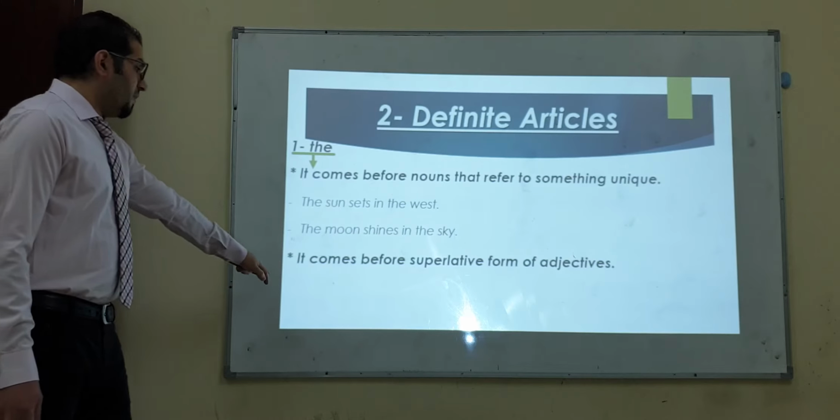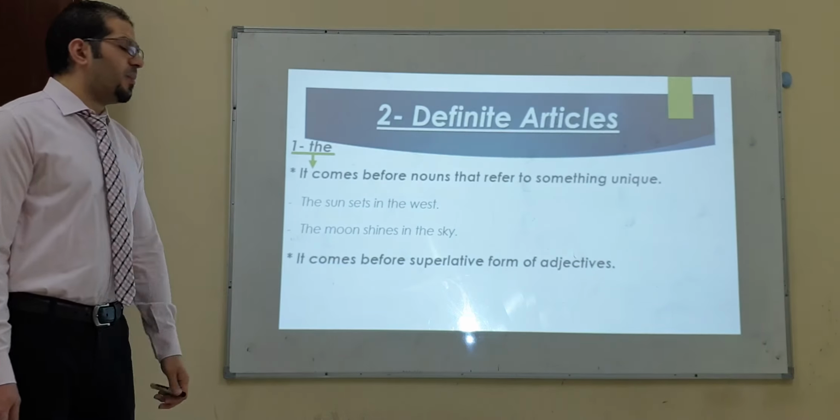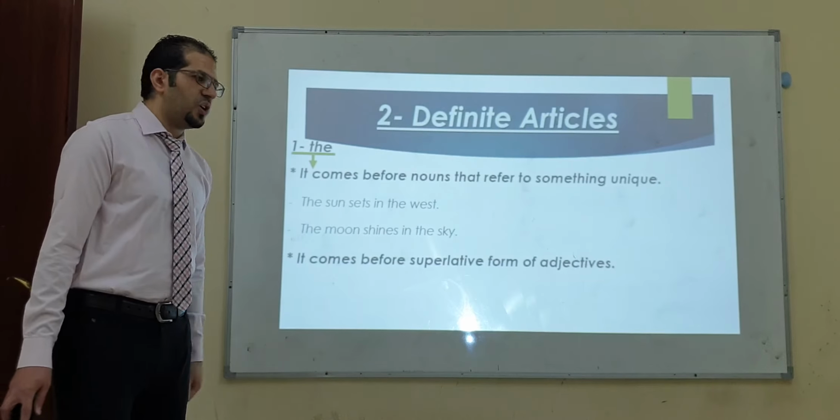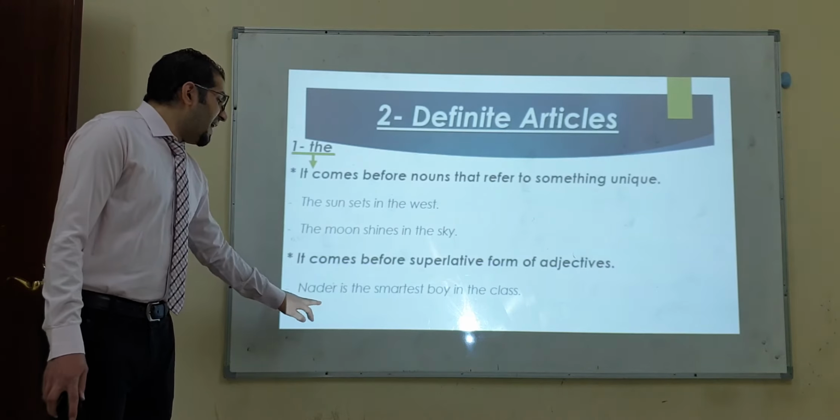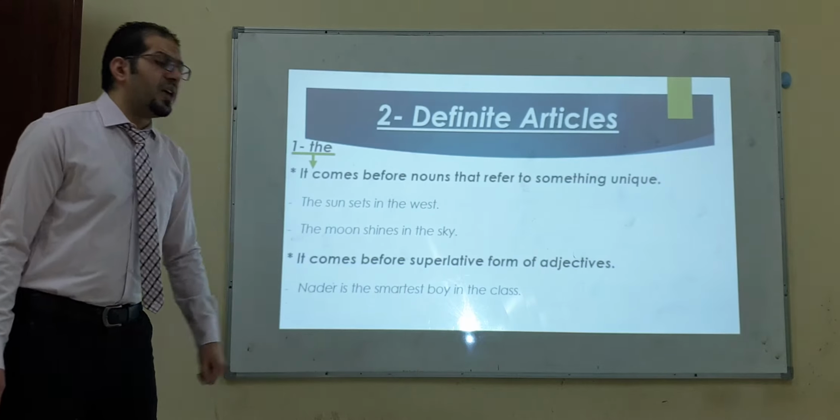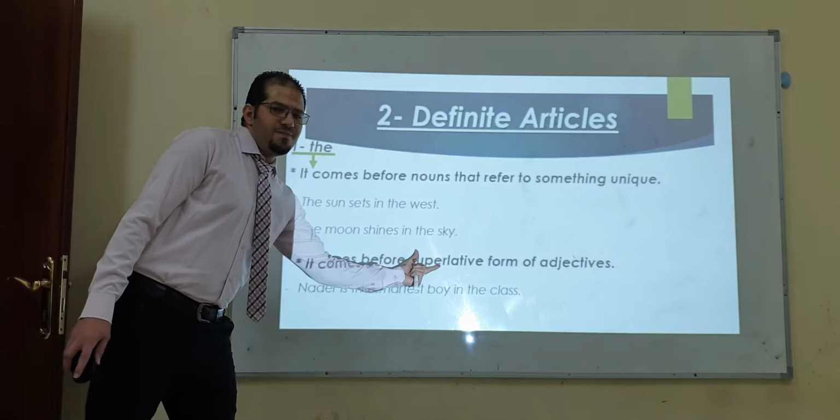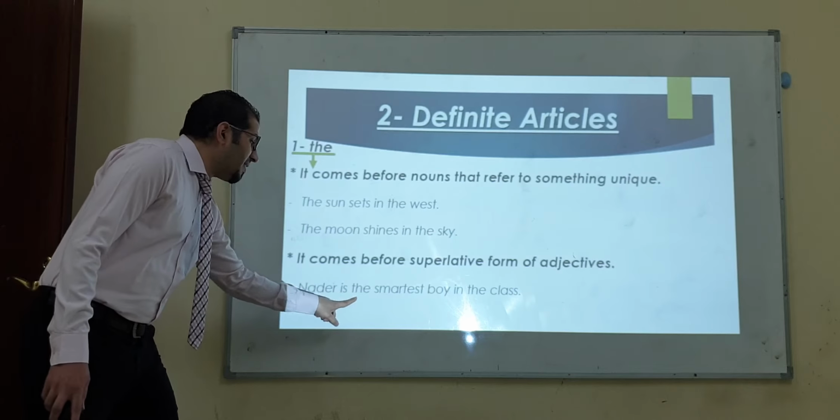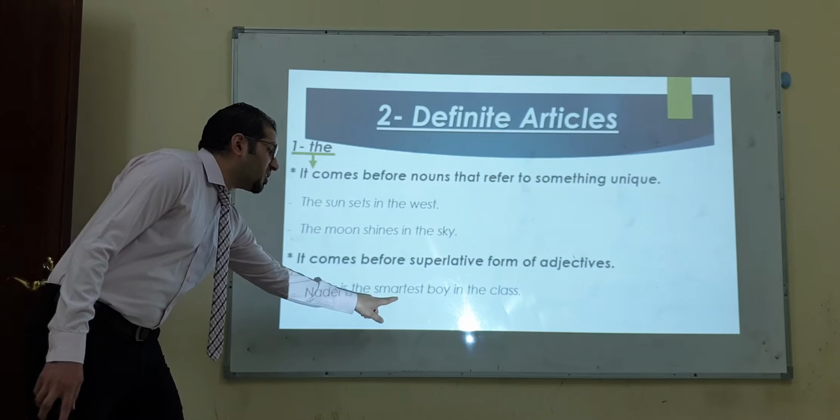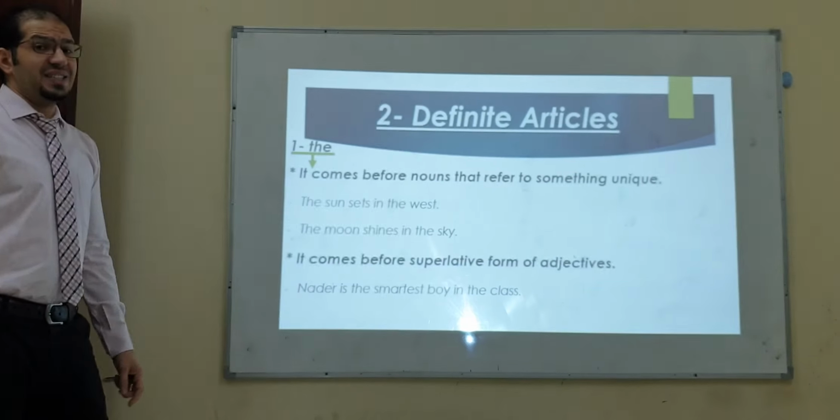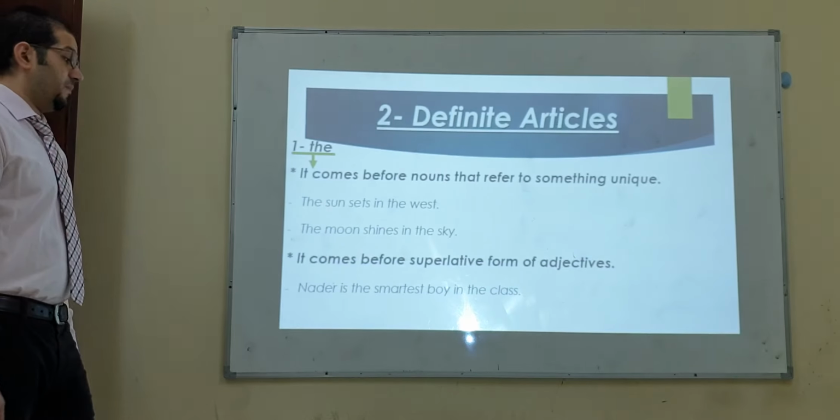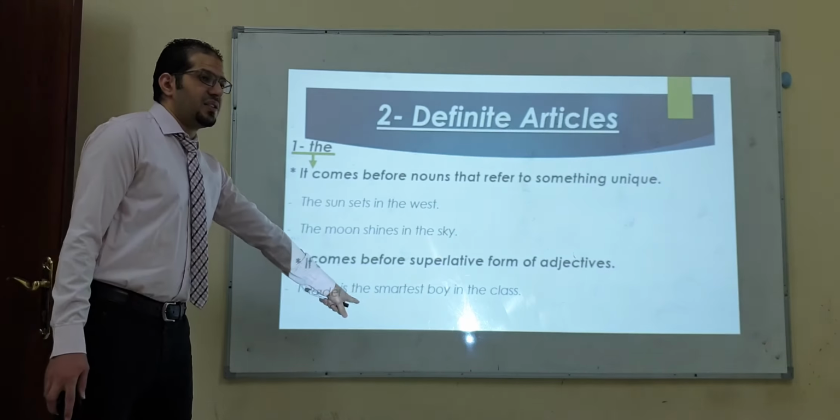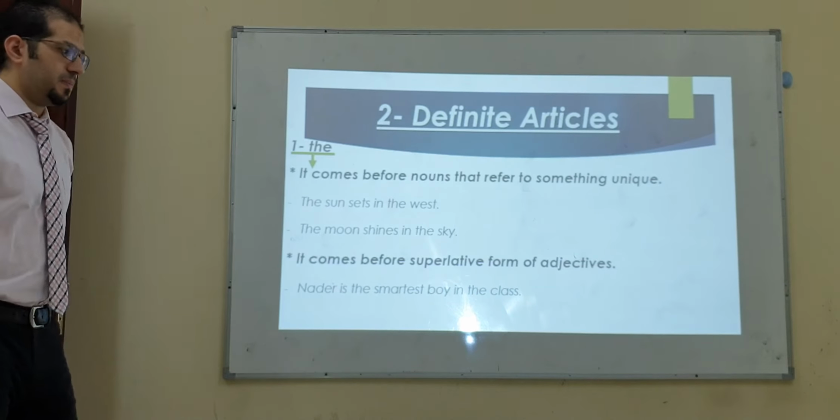Number four here, it comes before a superlative form of adjective, as we have studied last term. Nader is the smartest boy in the class. Do you remember? Superlative form? Yeah. We must place the before the adjective that has est at the end. So Nader is the smartest. It's a must.